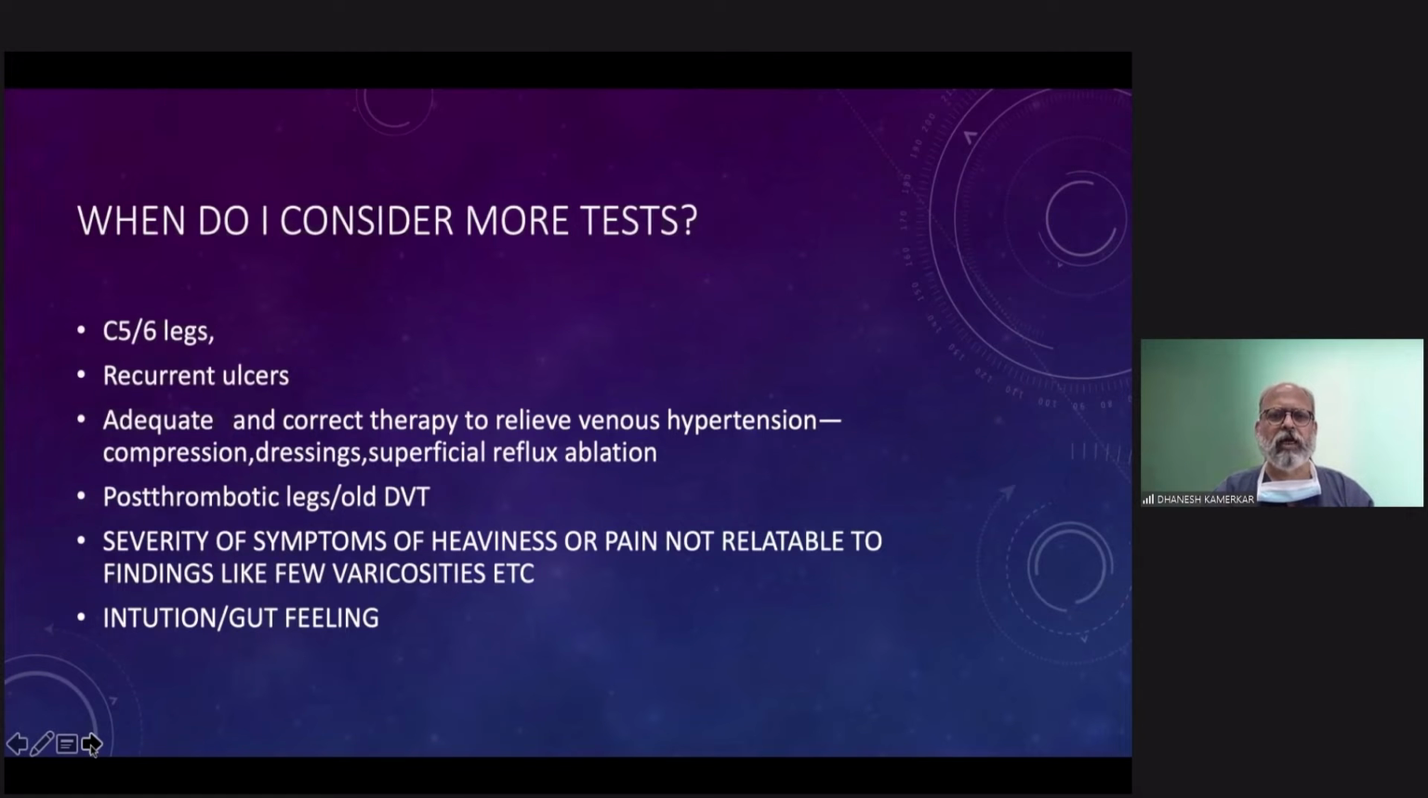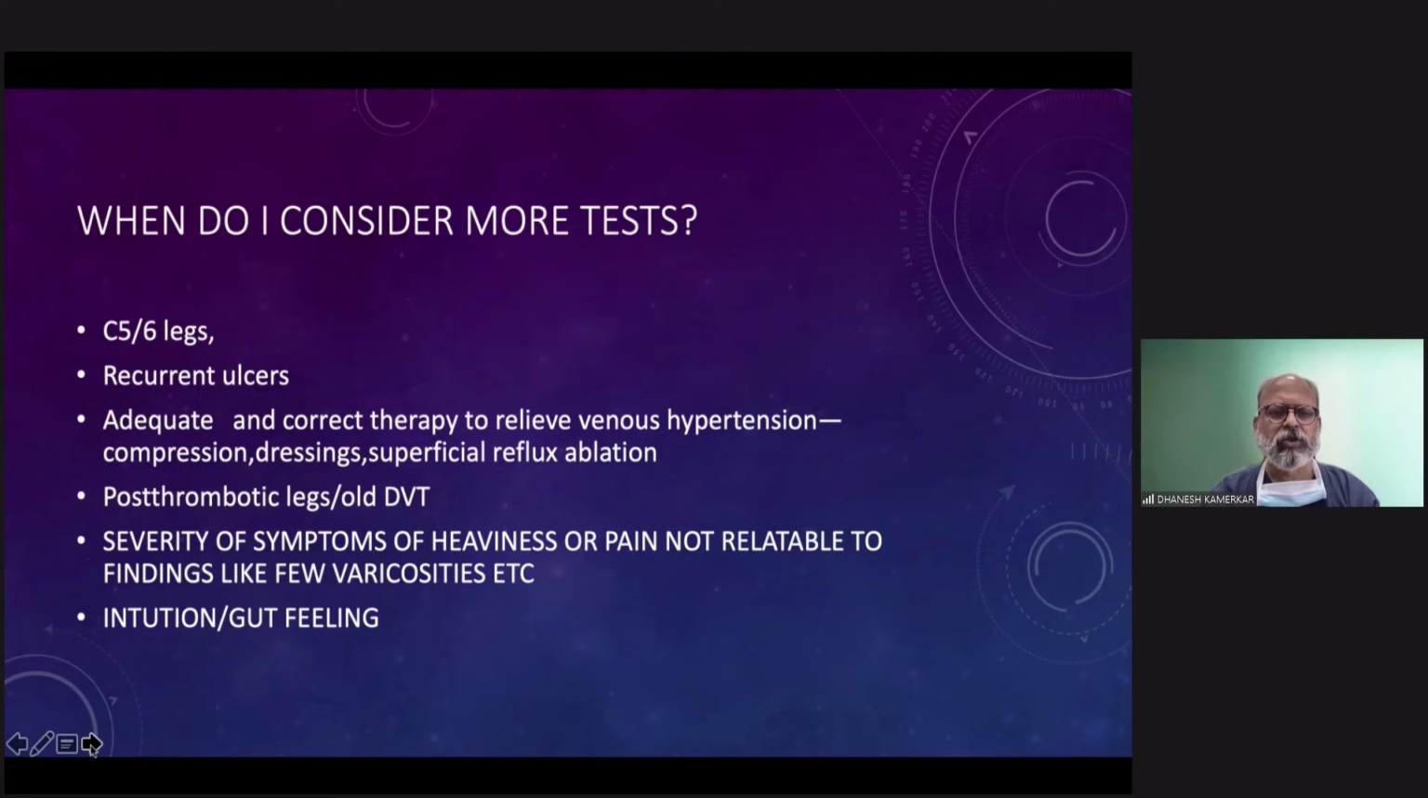So when do I consider more tests? If it's a C5, C6 stage of legs, if there are recurrent ulcerations, if the adequate and correct therapy to relieve venous hypertension like compression, dressings, and superficial reflux ablation has been given, and in spite of this, the ulcers are not healing.